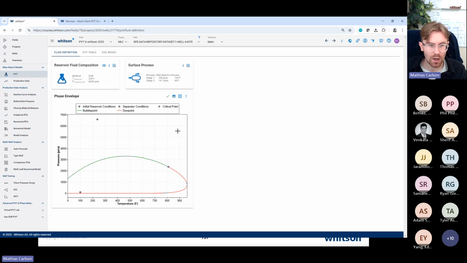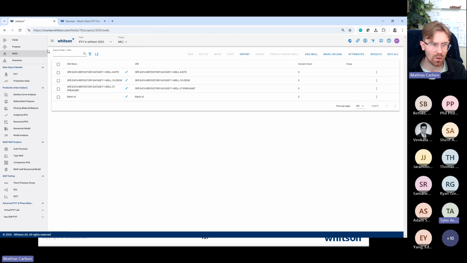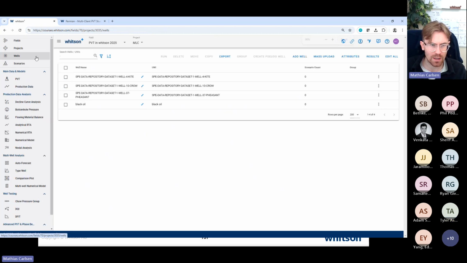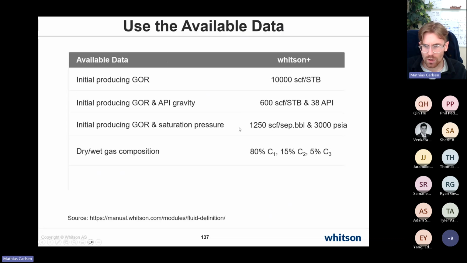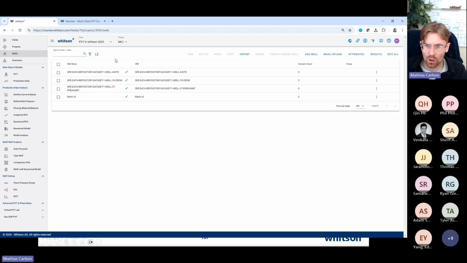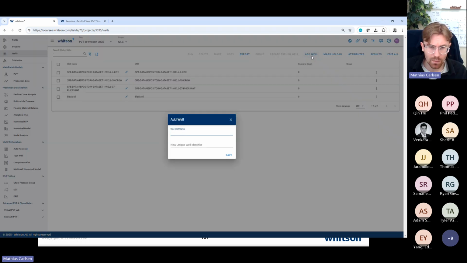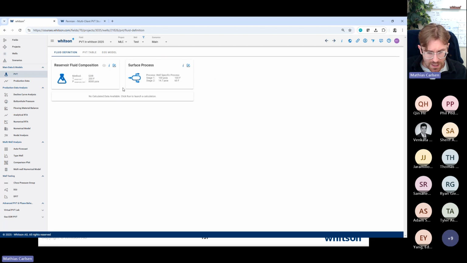So I'd like you to open up Whitson Plus and just make sure that you're in your project. If you click wells here to the left, you'll be in your project in Whitson Plus up here. This first one is going to be pretty basic. The first thing we're going to do is create a well. The way to create a well is just to click add well up here. That's how we add a synthetic well. We can just call it test or something like this. It doesn't really matter what we call it. And when we have the test well, it should look something like this on your screen.